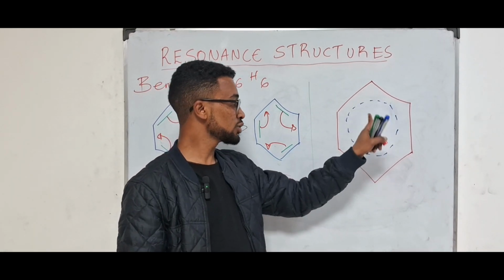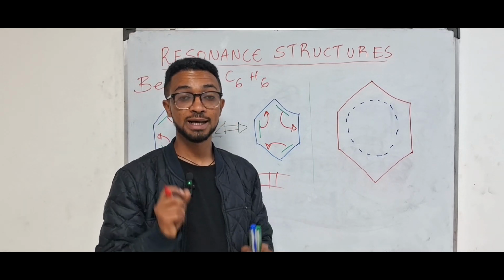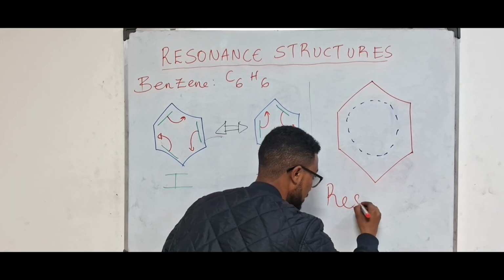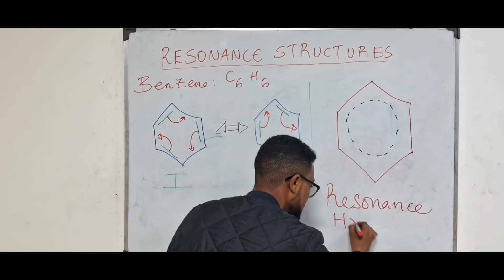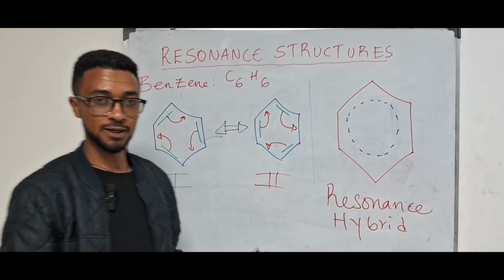Okay, we represent it using dashed lines because we don't know where the double bonds will be at a time. So this is the resonance hybrid structure of benzene.